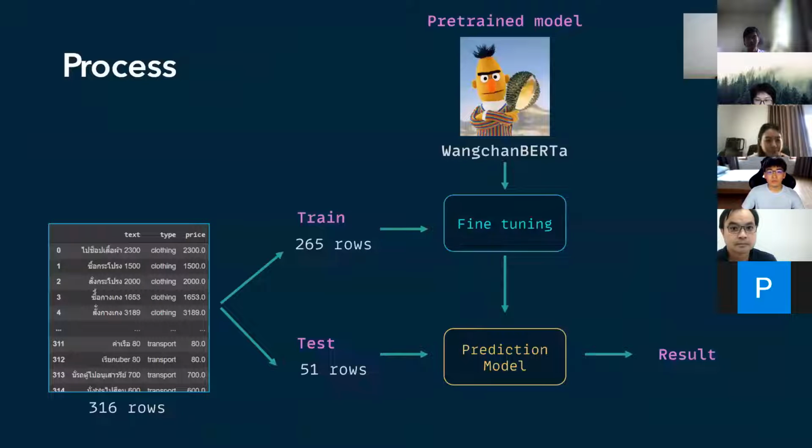So the process I do to create the model: firstly, I separate the data into train and test data sets. The train data set will be 265 rows, and the test data set will be 51 rows. Then I balance the data to make every type equal in amount, because it prevents bias. Then I use the BERT pre-trained model to fine-tune on my data to create a classification model. Then I use the model to predict the test values and output the result, which will be discussed in the next slides.